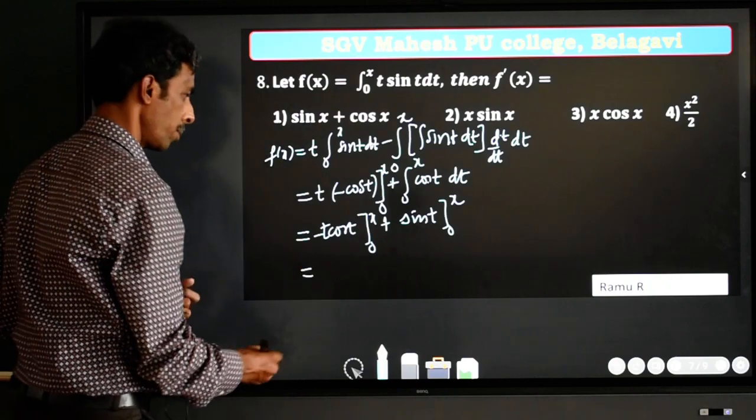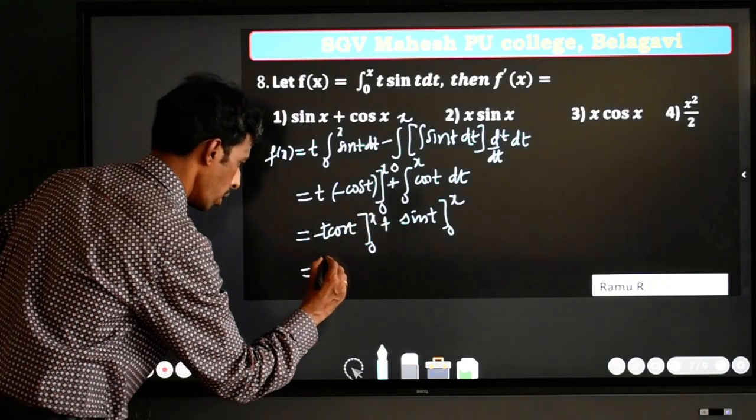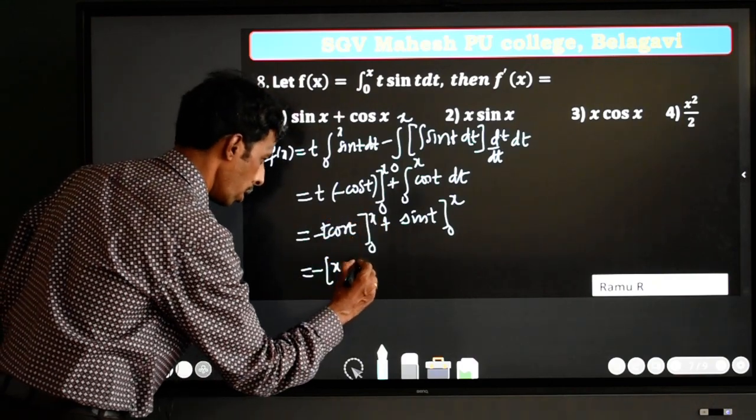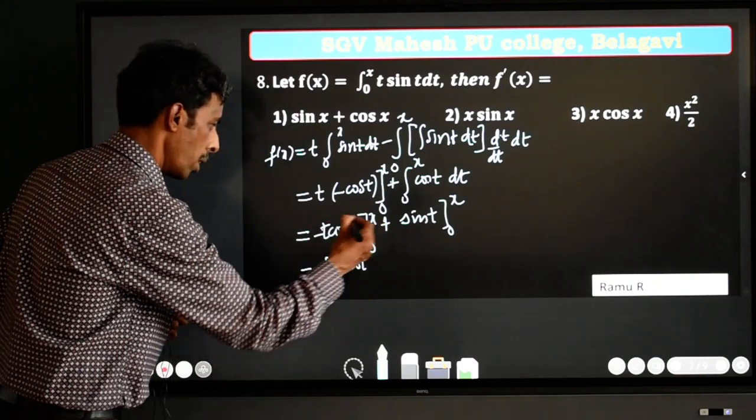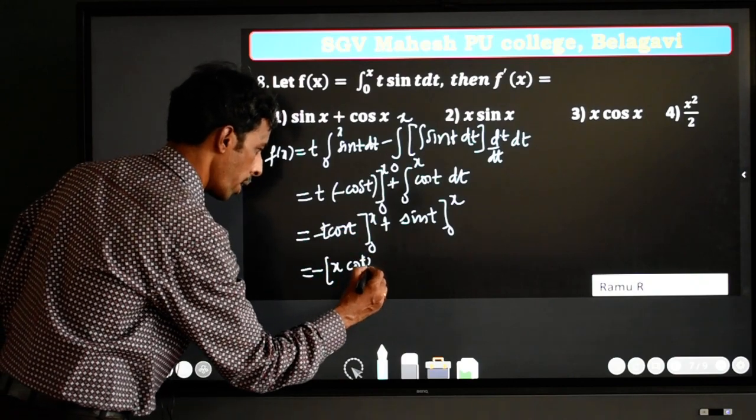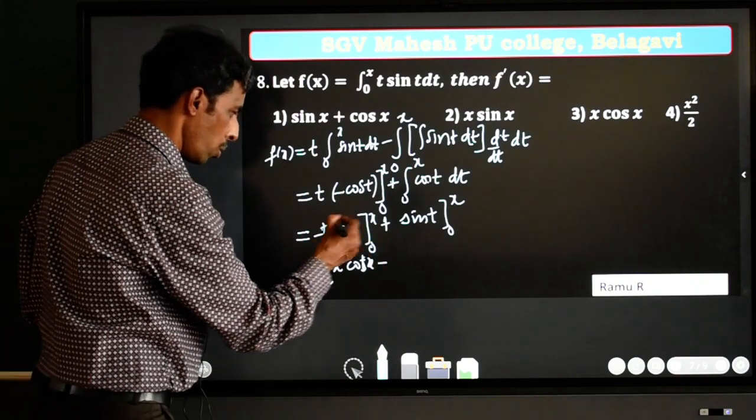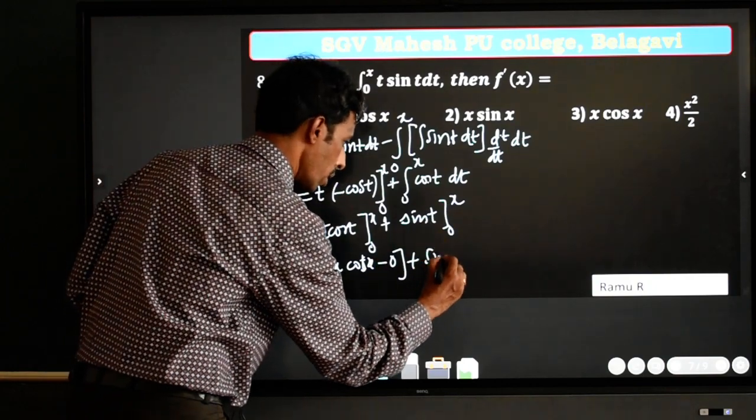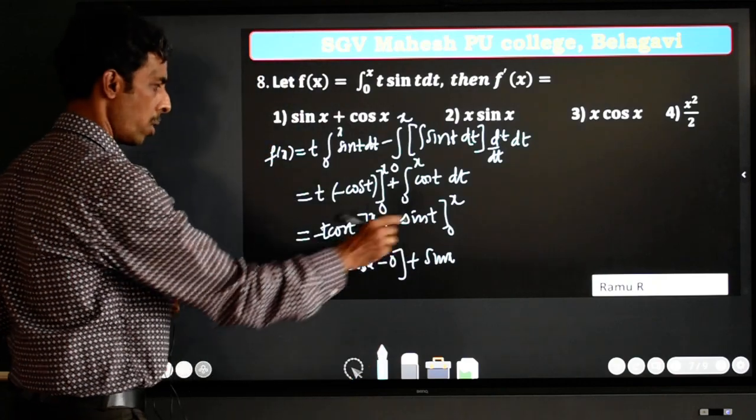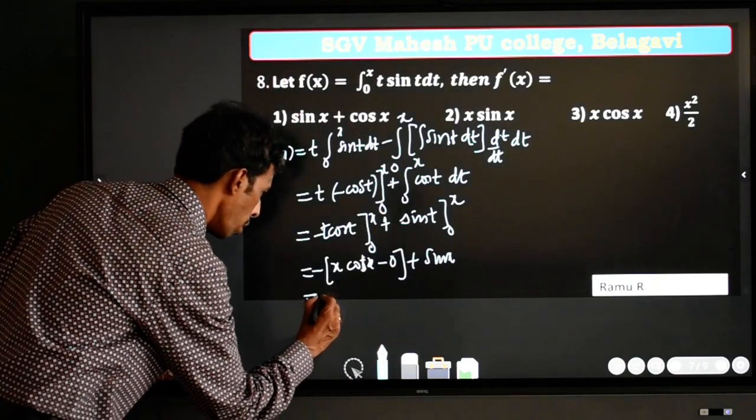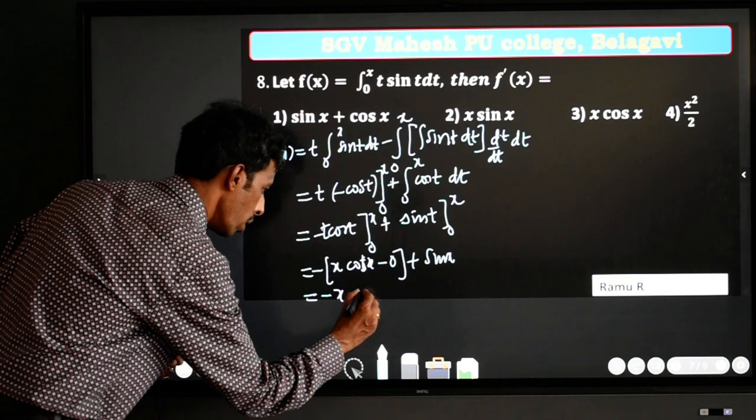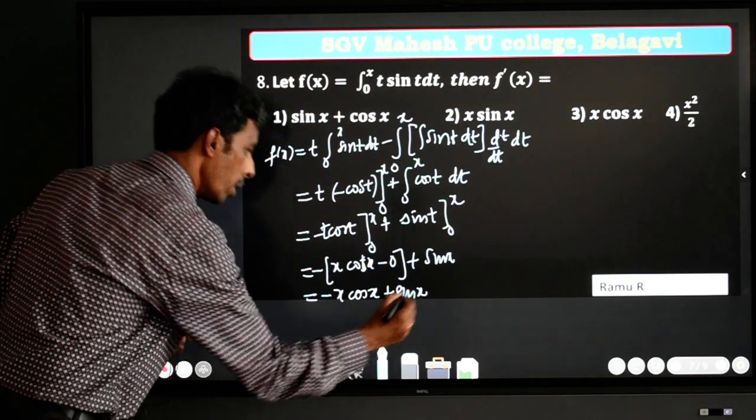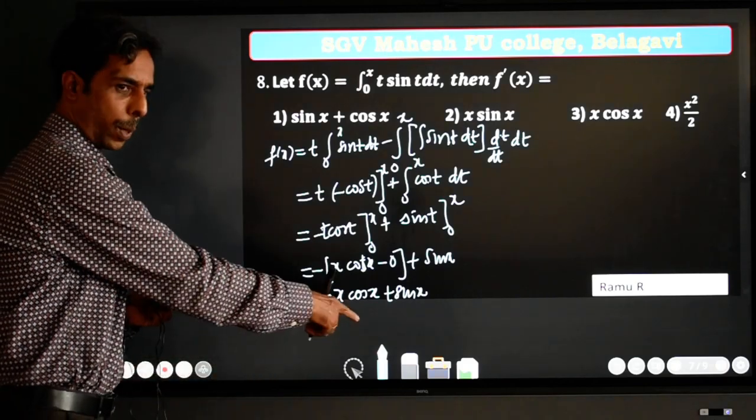Now, minus, applying the upper limit, t as x, it is x cos x, minus 0 into the full term, which will be 0, plus sin x. Next, sin 0 is again 0. This is equal to minus x cos x plus sin x. Next, f dash of x equal to this much.